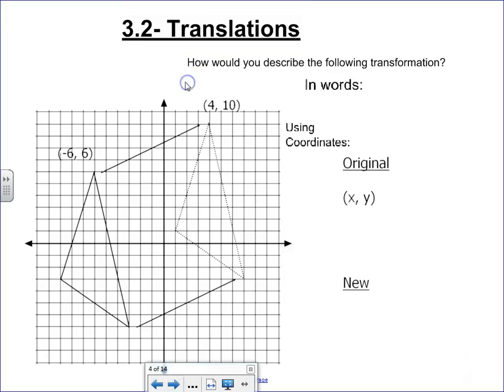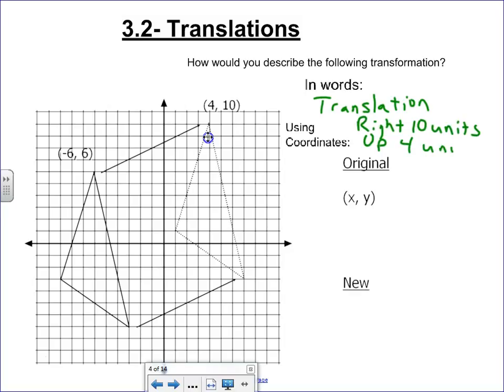Okay, so how do we describe translations? So as we're going from the original to the image, notice the arrows show which way we're moving. So this one over here is the original, going to the image. How do we describe that in words? Well, we say it's a translation, and how do we describe it? Well, which way is it going? Well, it's going to the right. Can we describe it any further? Well, it goes to the right 1, 2, 3, 4, 5, 6, 7, 8, 9, 10 units, and up 1, 2, 3, 4. So right 10 units, up 4 units.